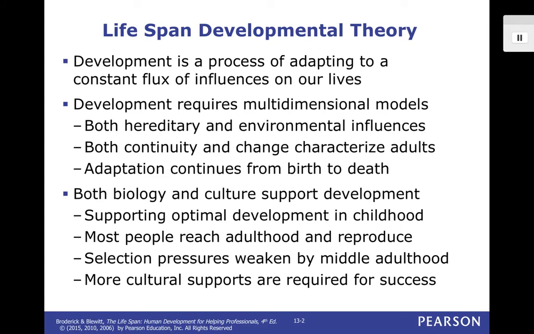So here, what's it like in terms of environmental and hereditary influences, in terms of behavioral, emotional, personality, and also cognitive issues related to the individual at this point in time, and what potential changes are going to characterize adulthood at this point? How is the adaptation process continuing on not only from birth but also to death? Now we're starting to look at the end cycle of the lifespan.